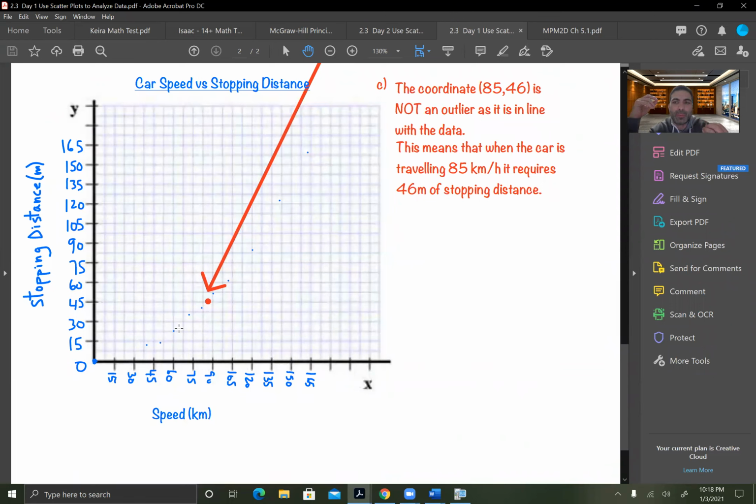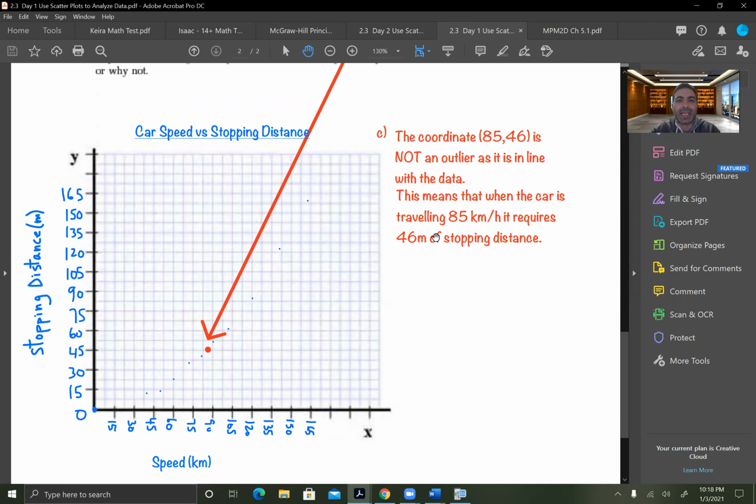You know, it could be something that we can explain. But when you look at the dot, an outlier should fall outside the regular course of data. And here, this dot does not. It's actually following in line. It looks like it belongs there. So it is not an outlier. So I put not an outlier as it is in line with the data.